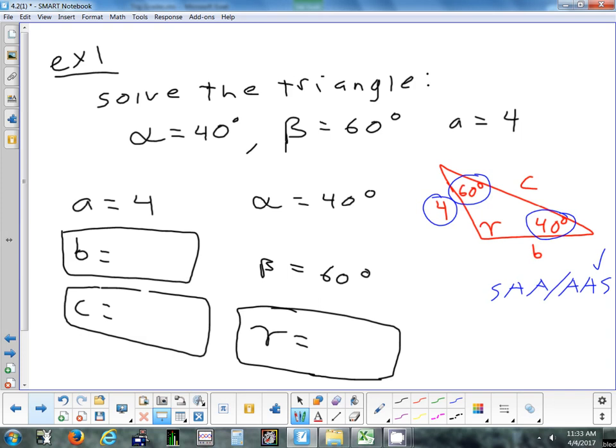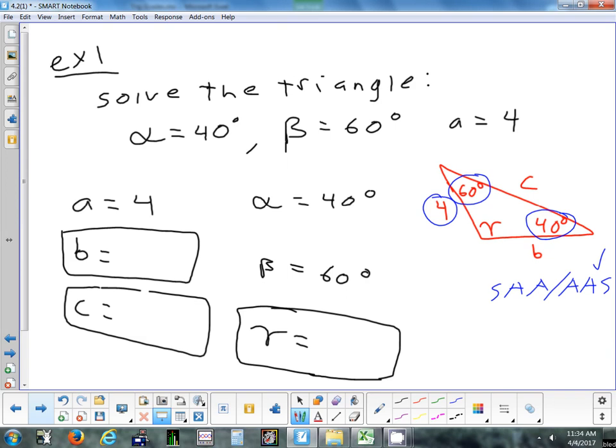So now we know we should use law of sines. Another way you can tell to use law of sines a little bit faster is to just look at your table. If you have a row that has everything in it, then it's a law of sines problem. Our first row is complete. It has everything in it. So that alone is enough information to tell me to use law of sines.